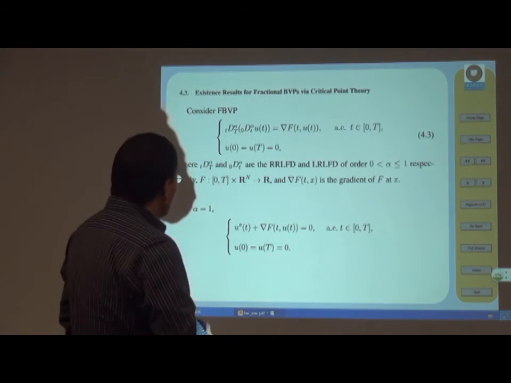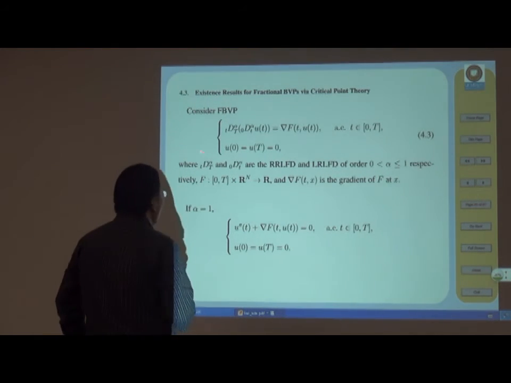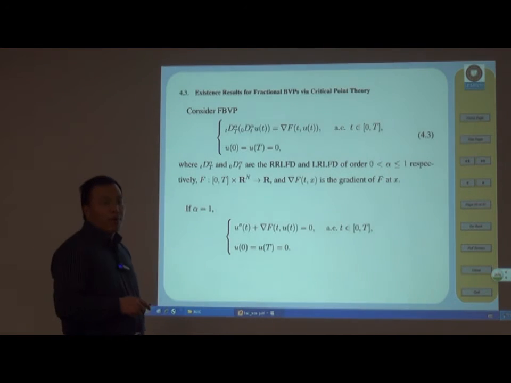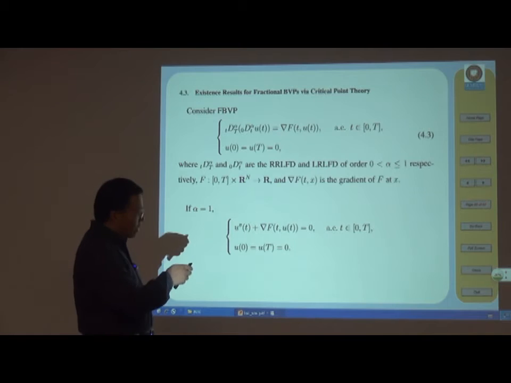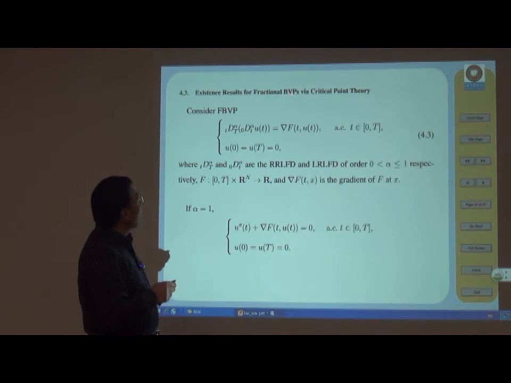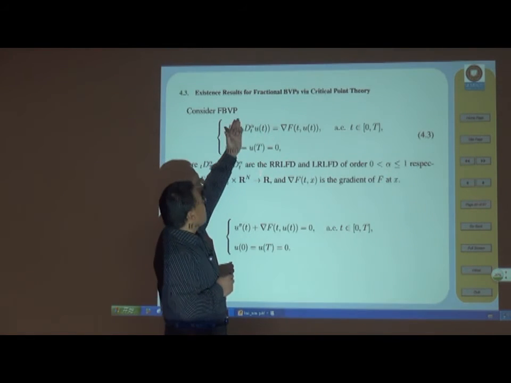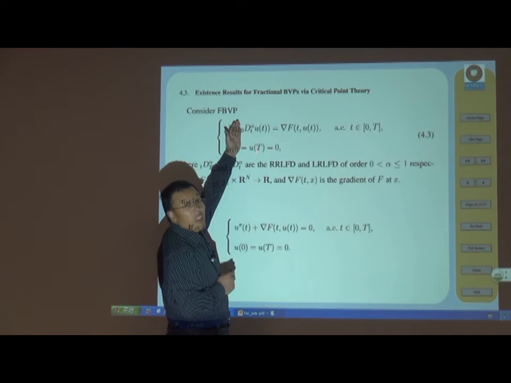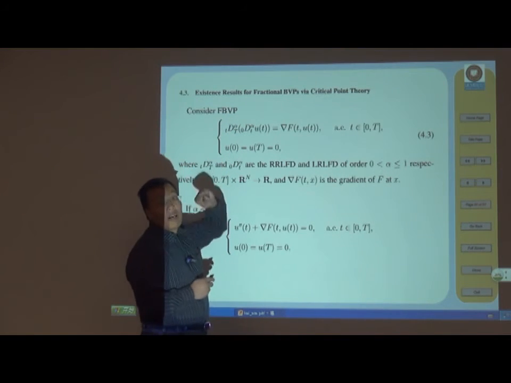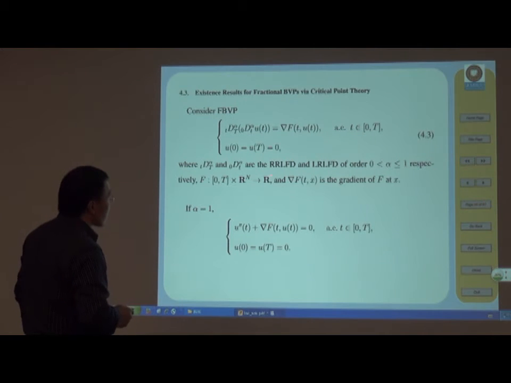However, some mathematicians have studied the following two types of boundary value problems. These problems can be solved by making use of the critical point theory. The first BVP is as this. You see, u, first the left fractional derivative of order alpha, and then the right fractional derivative of order alpha.